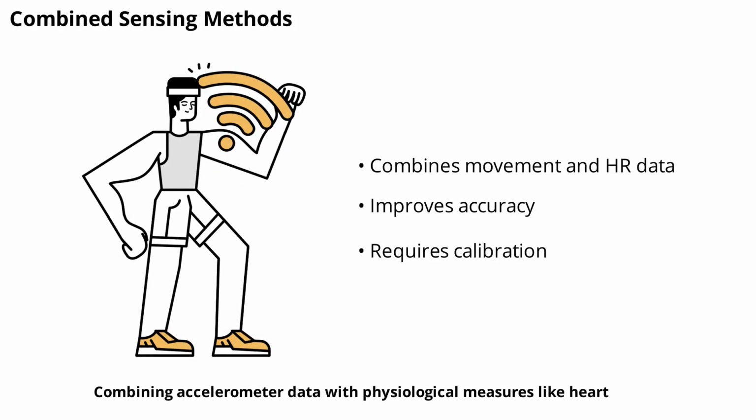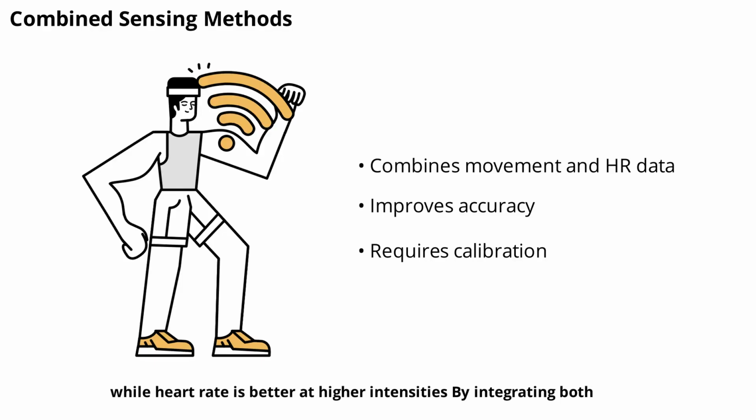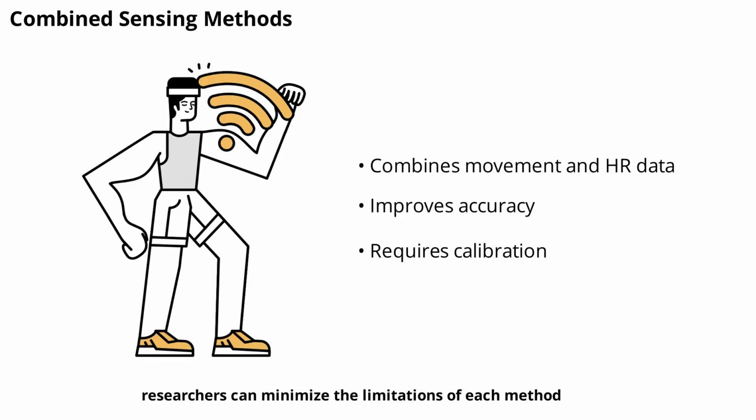Combining accelerometer data with physiological measures like heart rate can improve the accuracy of energy expenditure estimates. At low intensities, accelerometers are more accurate, while heart rate is better at higher intensities. By integrating both, researchers can minimize the limitations of each method.